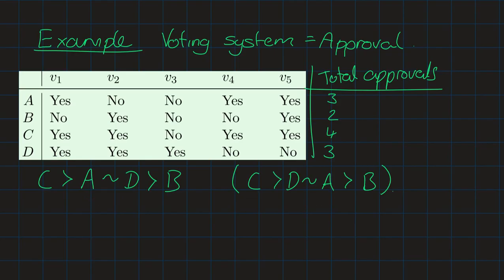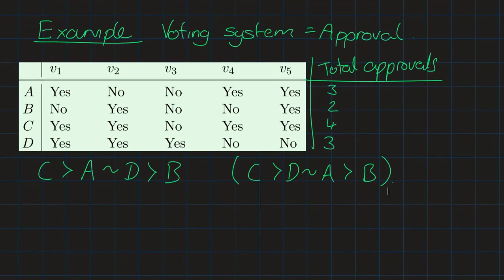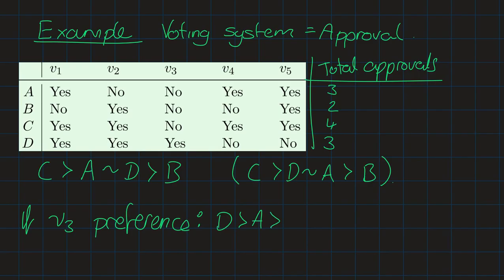One thing to note about approval voting is it's very susceptible to tactical voting. So for example, if the voter V3's personal preference was D, A, B, C, that's their personal preference, and it's consistent because they only voted to approve D.